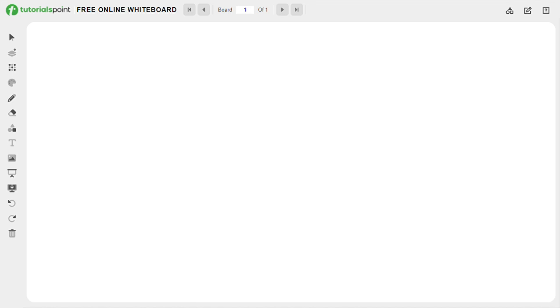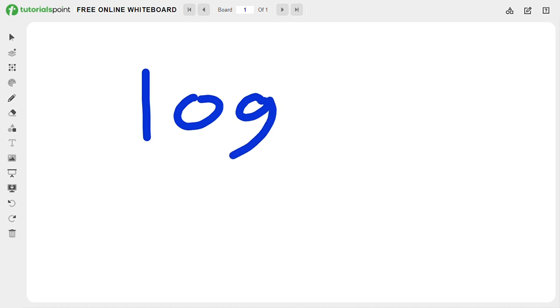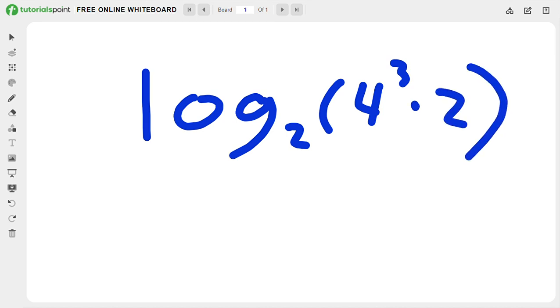So here, I'm just going to end it off with a little problem, just to let you consolidate what you know. Log base 2 of 4 cubed times 2. And this will use the product property and the power property. It's a little bit of a challenge, but you'll be able to get it with a little bit of work. So, yep, that's what I'm going to leave you off on, and that's what logarithms are.